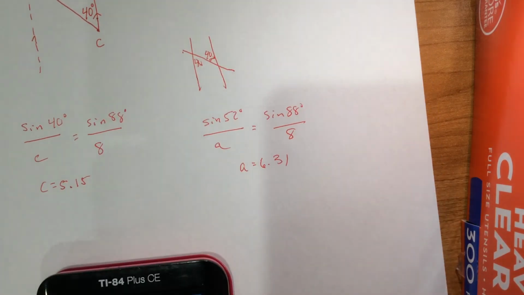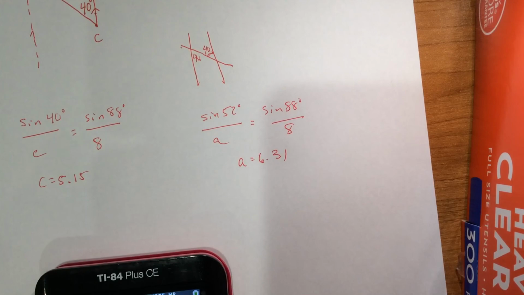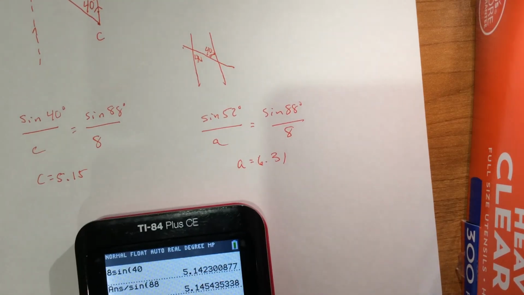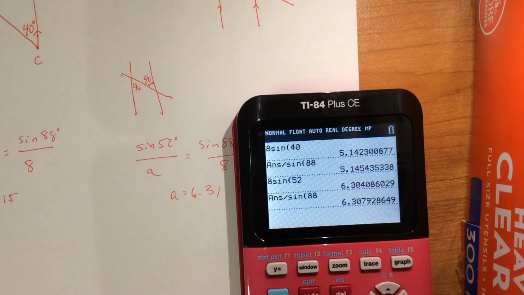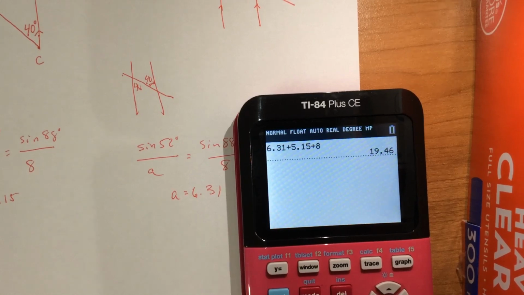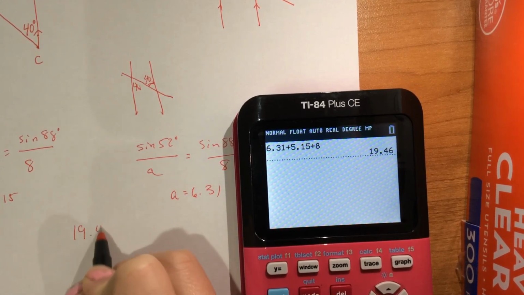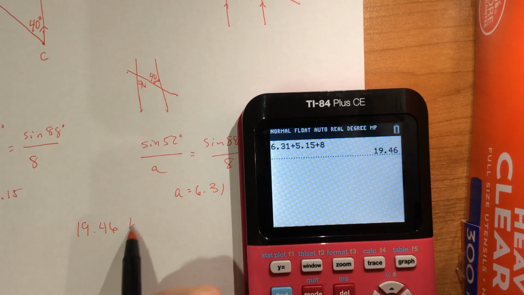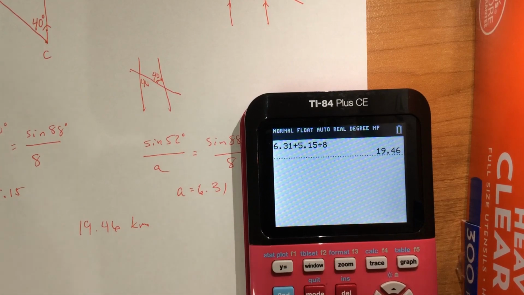And so they want to know the total distance traveled. So I'm going to do A plus B plus C. So I'm going to do 6.31 plus 5.15 plus 8. And I get 19.46, and I believe that's kilometers, and that's the total distance traveled.